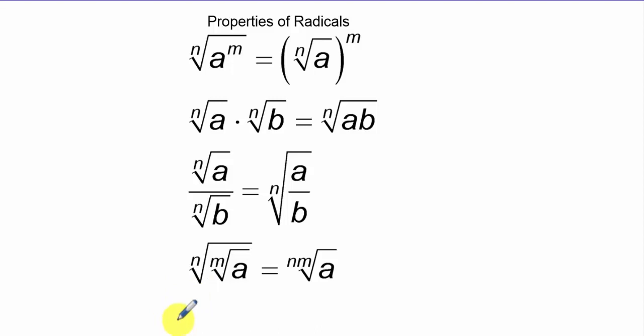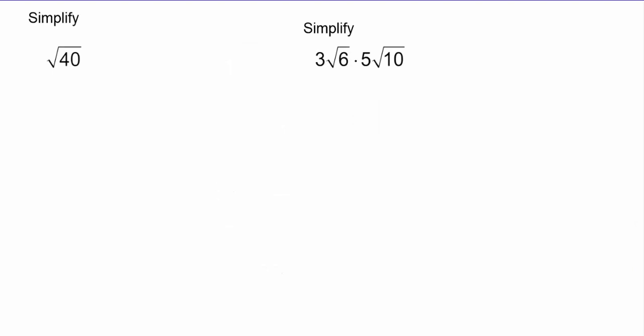In this last example, a little bit different, I have two separate indexes, one contained within the other, and that's equivalent to the multiplication or the product of those two indices, all with the same number under the root. So we'll move on and do some problems.